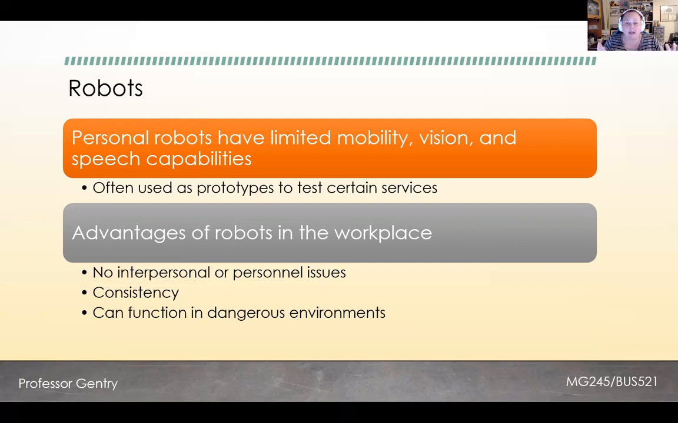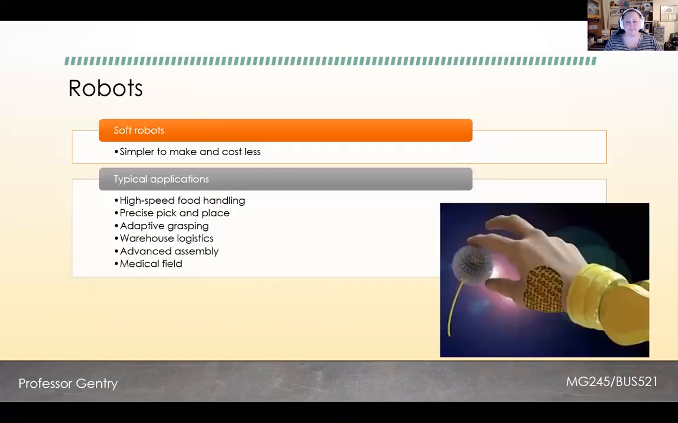They're not going to have any interpersonal conflict or personal issues, right? Because they're not a human being. They are going to be consistent with every single task given. And finally, they can function in dangerous environments and they're not going to complain about it.